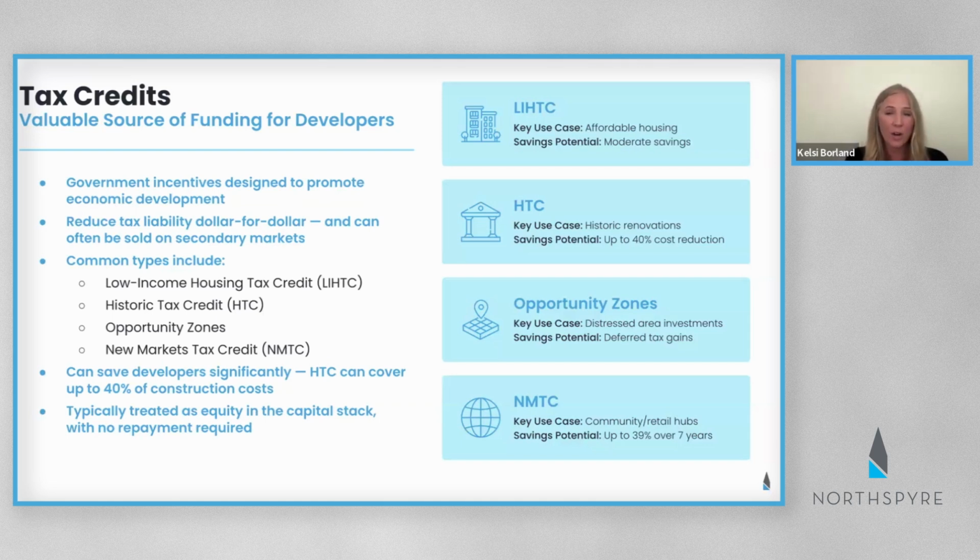LIHTC has somewhat more moderate tax savings. There's a 4% and a 9% LIHTC credit, and LIHTC was just refunded under President Biden. But most affordable housing developers will tell you that they cannot put a deal together without some LIHTC money.